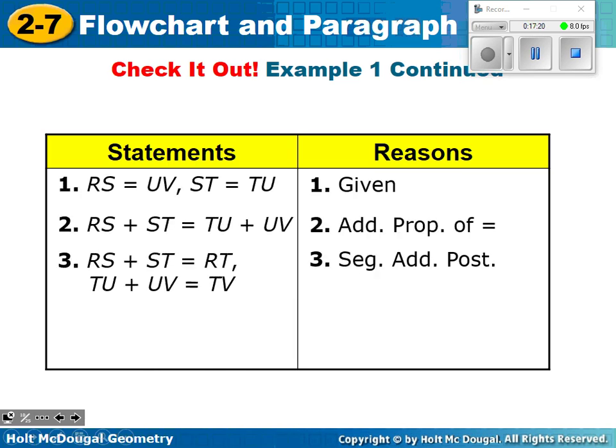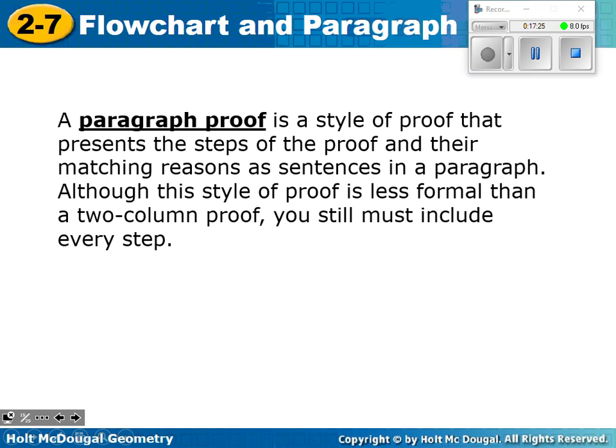Again, flowchart's probably my most favorite, but 2-column is what's most used, and so we're going to practice 2-column. Okay, paragraph proof is my least favorite because it's a lot of writing in sentences, and that's not my favorite thing to grade. A paragraph proof is simply a proof that presents the steps of the proof and their reasons in a paragraph as sentences. So let's not miss that on the vocab test. A paragraph proof presents its statements and reasons in a paragraph, okay? Should be pretty easy.